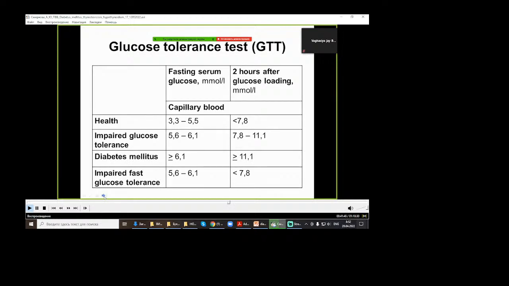These are the rules and rating of the glucose tolerance test. Once again, we talked about this test in the previous semester. So if the patient has diabetes mellitus, it means that 2 hours after glucose loading, the level of glucose will be more than 11.1. This is the criterion of diabetes mellitus.